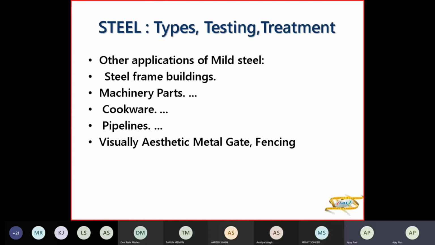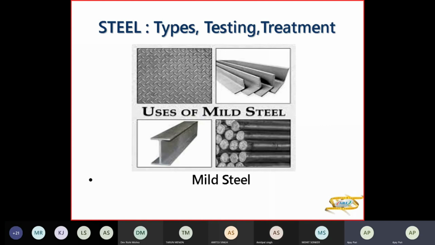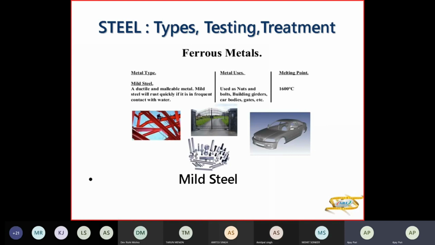Now, other applications of mild steel: scaffoldings are made of that, machinery parts, cookware, pipelines, metal gates, fencing. They can all be made with mild steel. If you see the bilge plating here or the engine room bilges, the plating there on the floor, then the angles, the girders, the rods, these are all of mild steel. Plus, this metal is very ductile and malleable. So you see the gantry cranes are also made with mild steel.